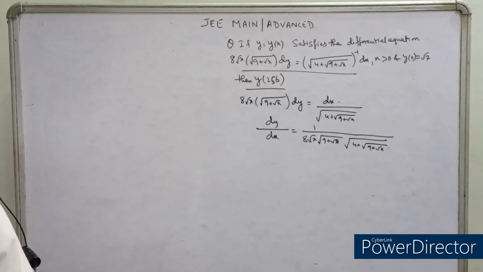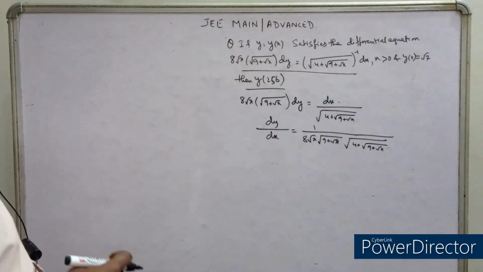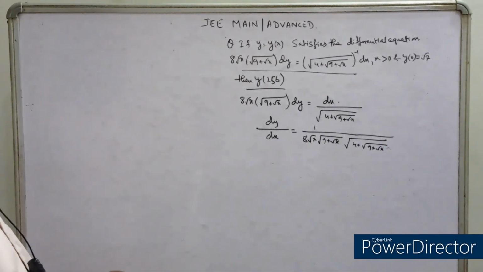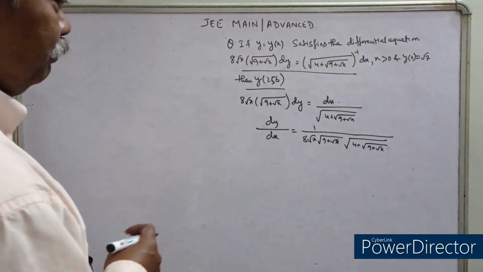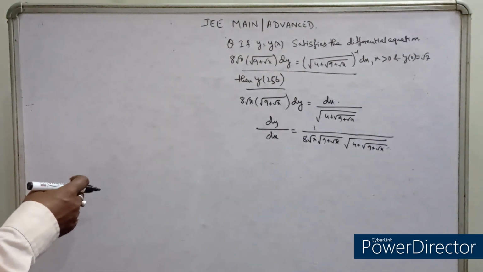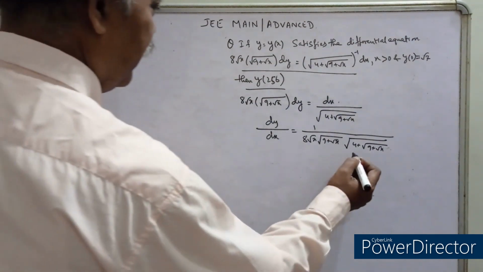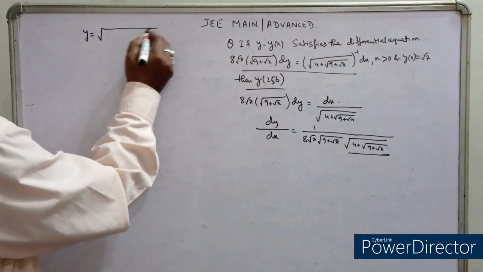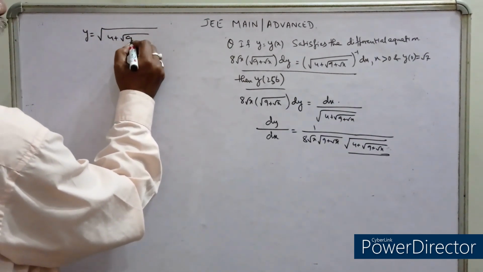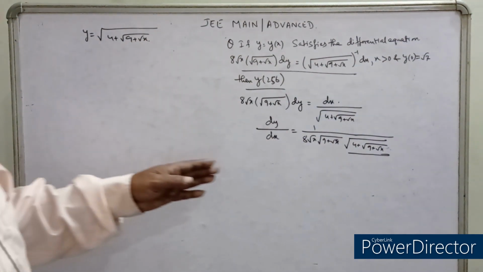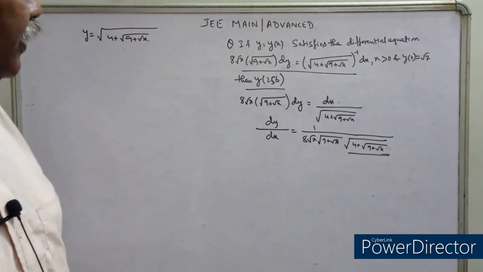So here you see I have to find the value of y, that means the solution. This is the differential equation. You have to find the solution, that means y. So this is a very typical type of question. You will be surprised to see one thing. Let me suppose y is equal to root 4 plus root 9 plus root x. You will be surprised when I solve it. I have taken y equal to this.